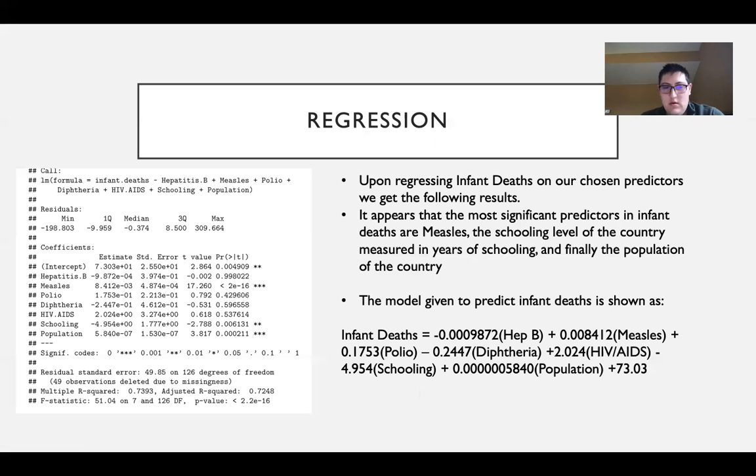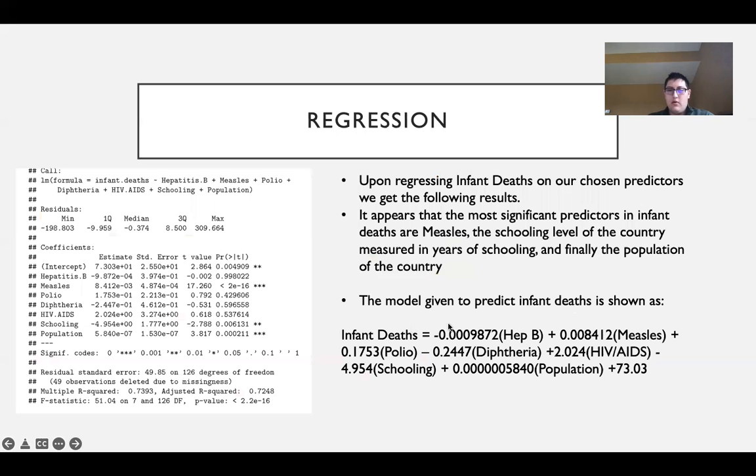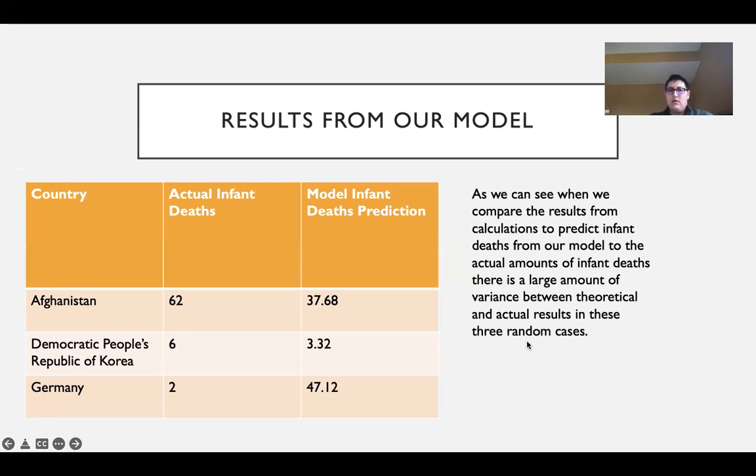Moving on. What I decided to do next was pick just three random countries. It's worth mentioning that the actual infant deaths here all come from the 2015 information. What I was doing was trying to use the model from the page before, this equation right here, to predict infant deaths in the country in 2015.